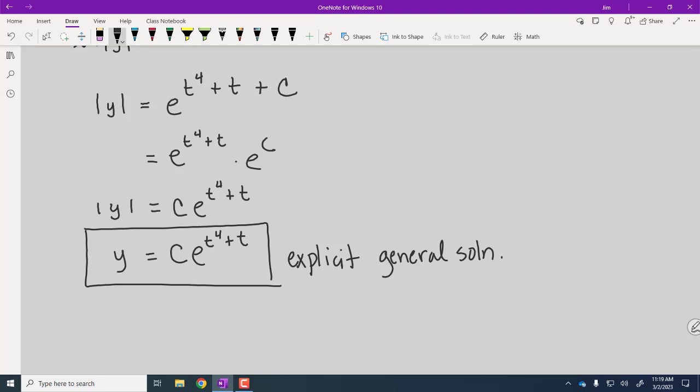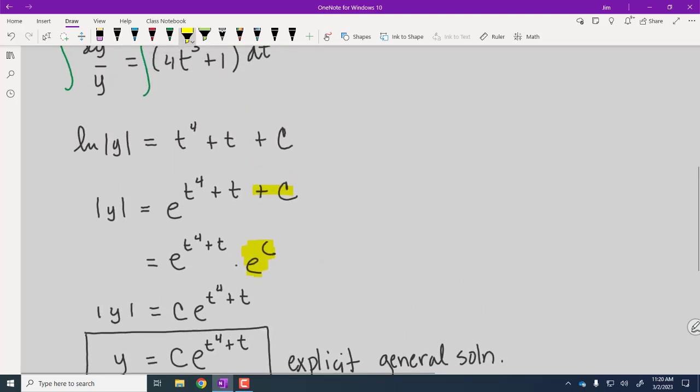So it's not new, it's law of exponents, but this is a strategy that you will see repeatedly. Turning that constant up in the exponent into a multiplicative constant out in front. And once that's a multiplicative constant out in front, it can absorb the plus or minus 1 from this absolute value.